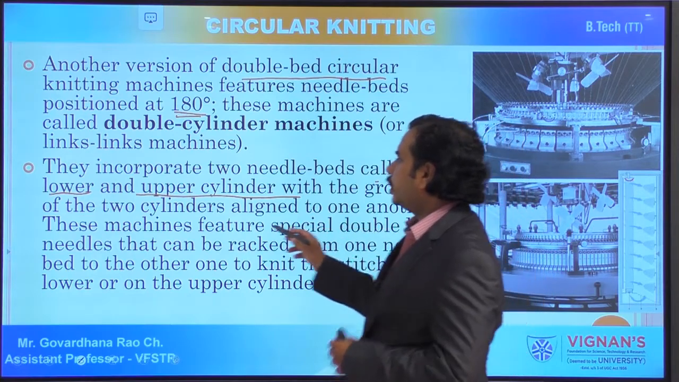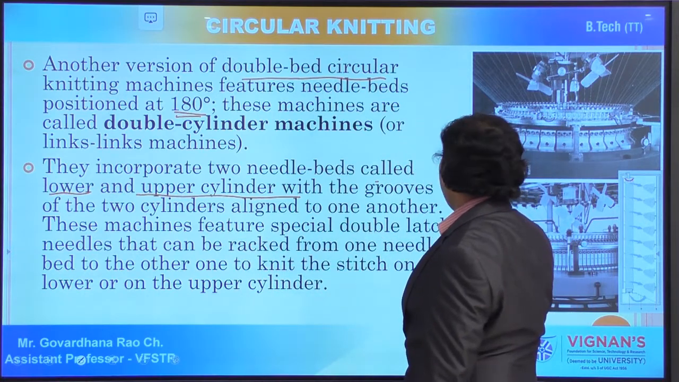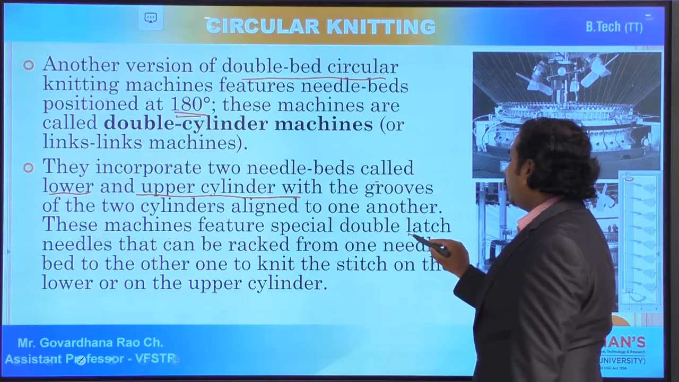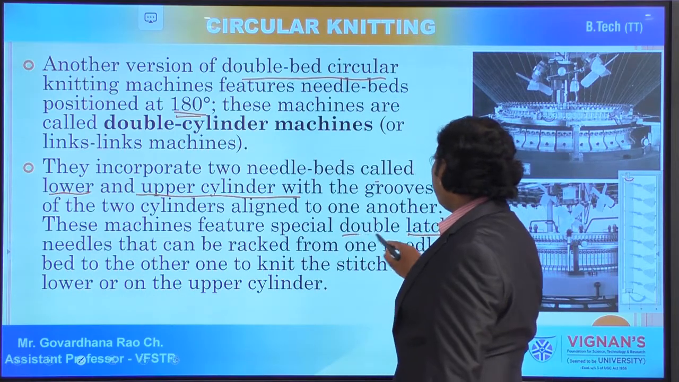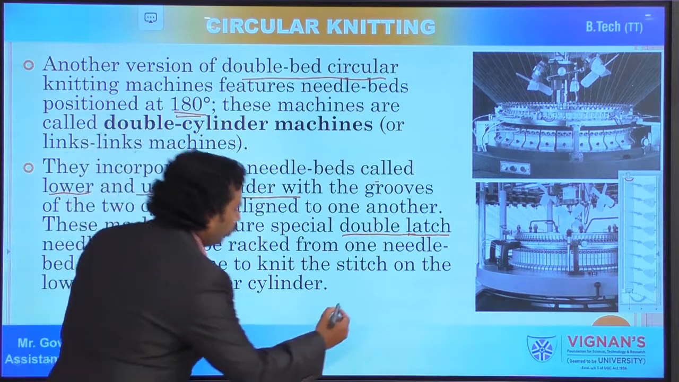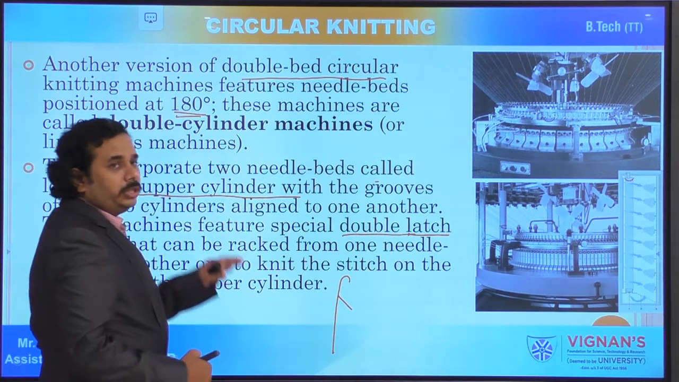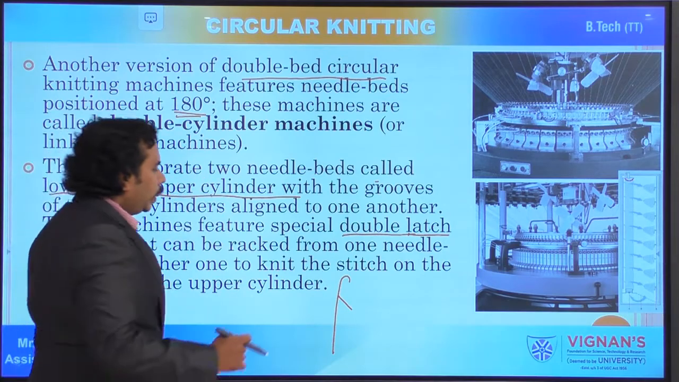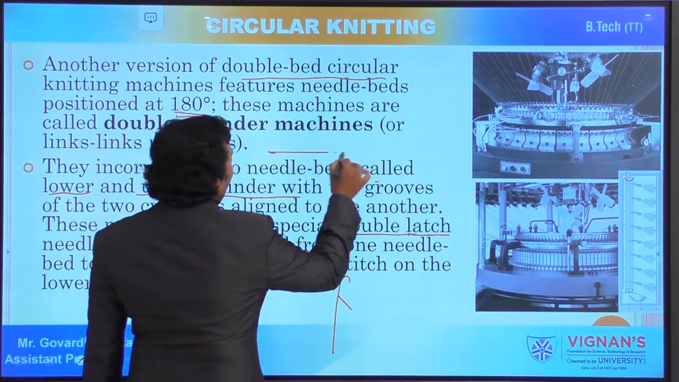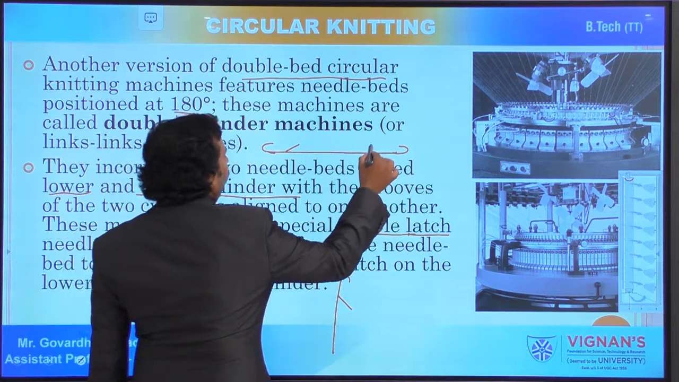So you can see here the alignment, two cylinders aligned to one another. These machines feature special double latch needles. This type of double cylinder knitting machine requires special latch needles having double latches. Generally, in the needle we have only one latch. So say for example, this is the needle and we have a latch. Now, in this particular double cylinder case, we require double latch needles, nothing but a needle which has a hook on both sides, and a latch on both sides.